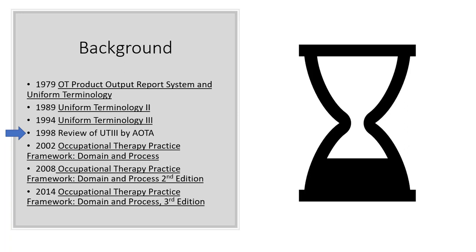In 1998, a review of the Uniform Terminology number 3 was conducted by the AOTA. Surveys of practitioners and educators highlighted two major concerns. One, that terms needed to be updated and more comprehensive to reflect occupation-based practice. And two, that OT practitioners needed a document that could effectively guide education and practice.